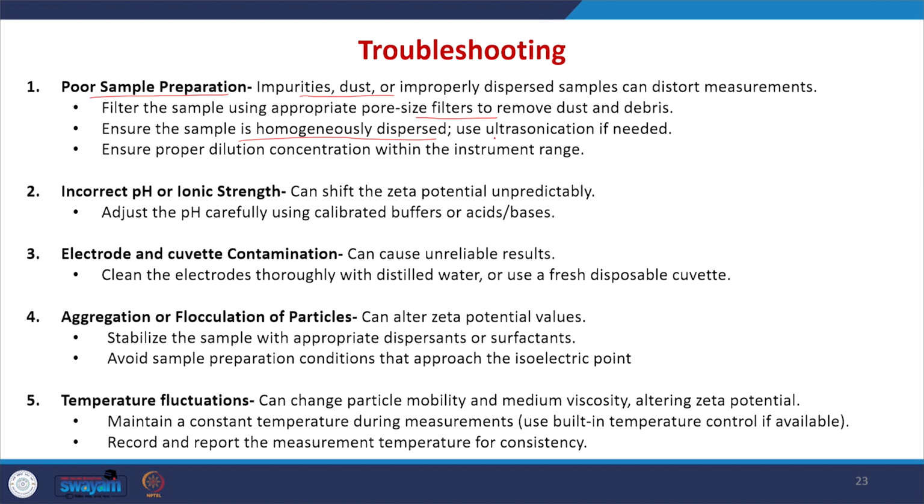You can use ultrasonication if required, and ensure proper dilution with the concentration within the instrument range. And it may also be due to incorrect pH or ionic strength. If there is an incorrect pH or ionic strength, that can shift the zeta potential unpredictably.